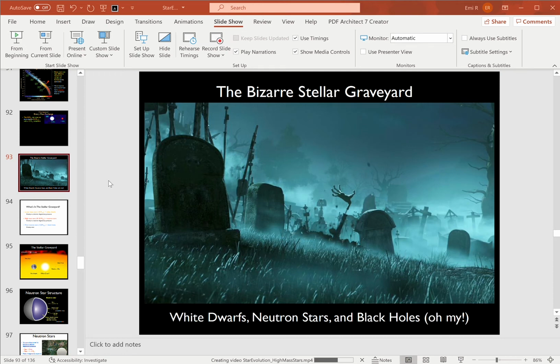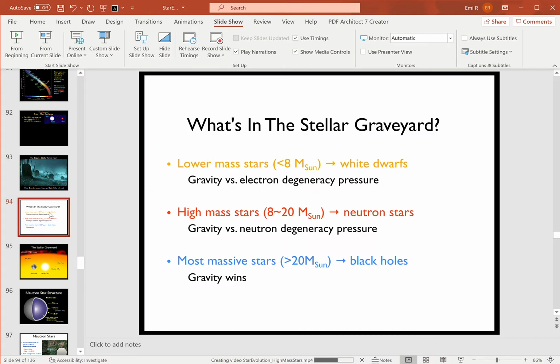So let's talk about the stellar graveyard. So far, we've seen that low-mass stars end up in a planetary nebula and then a white dwarf, and then we just talked about high-mass stars and neutron stars. So let's do a review of all those celestial objects, what they are associated with, what their dimensions are, and what they are made of.